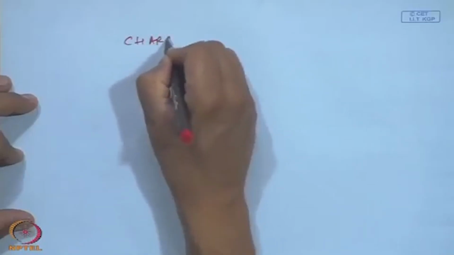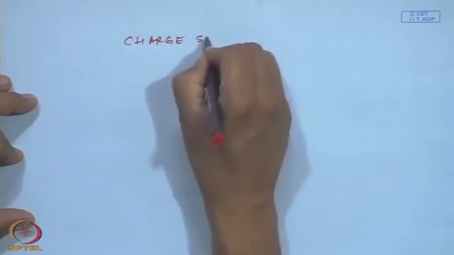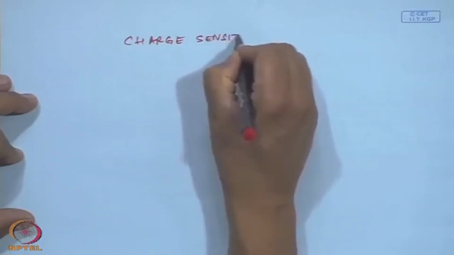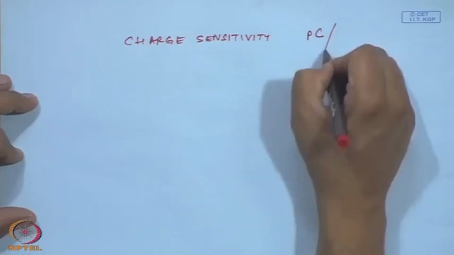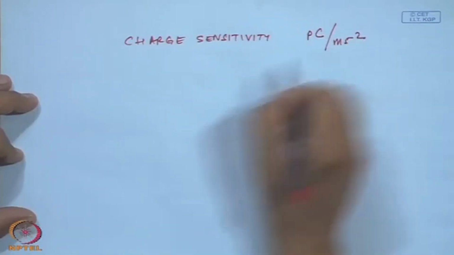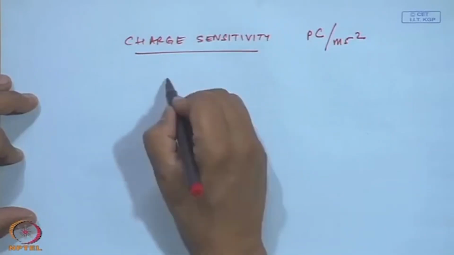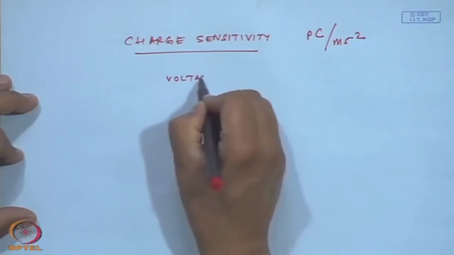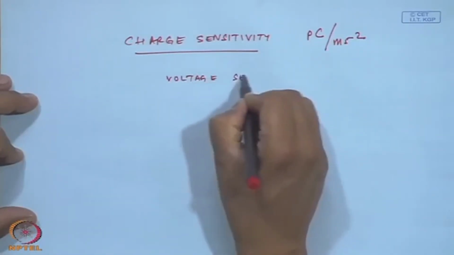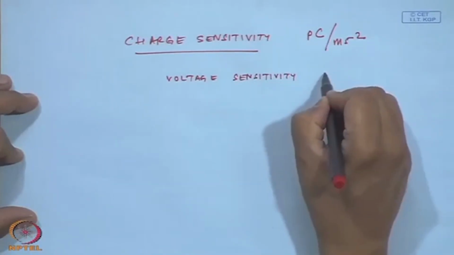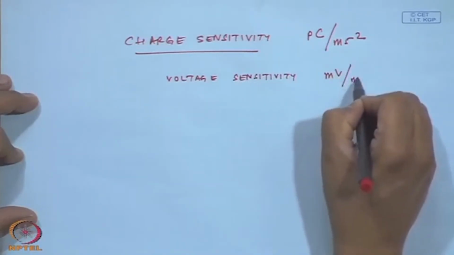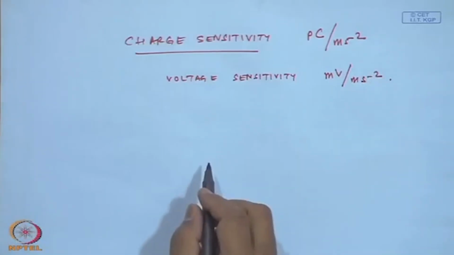The charge sensitivity is usually in picocoulombs per meter per second square, or in the ICP type it will be the voltage sensitivity, usually millivolts per meter per second square.